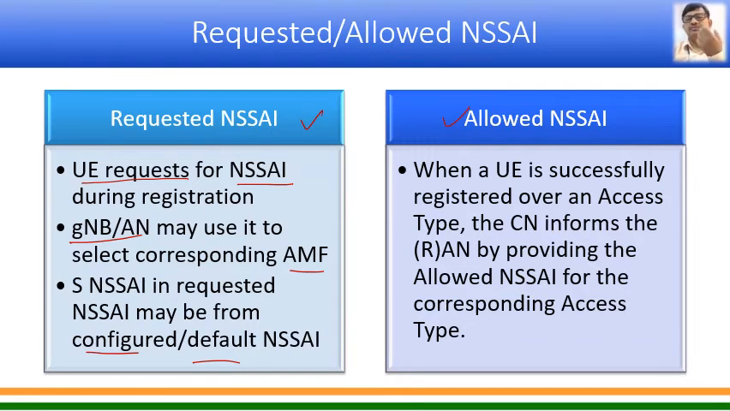Then what is the allowed list of network slices? Once registration is successful, the network informs the UE that these are the network slices which are allowed to you in that particular area, and that depends upon what subscription you have, in which tier you are. So only those particular network slices are allowed. Those are called the allowed list of network slices.